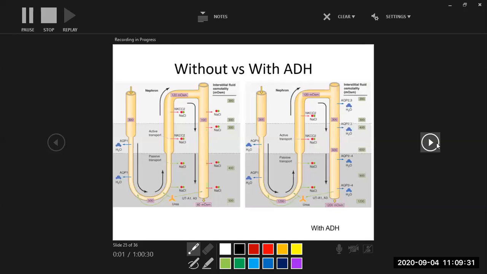What if, not if, in general, people do have ADH. Our ADH actually is secreted all the time. It's just that the level can be high or can be low, but we have the ADH in it all the time.